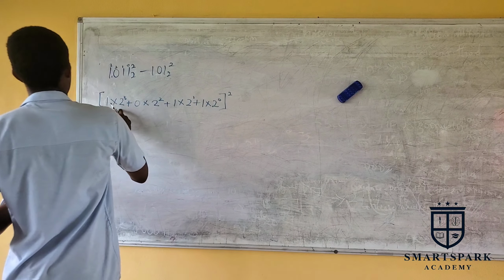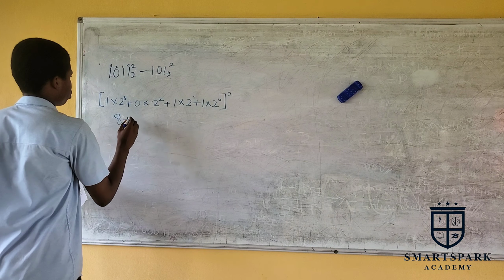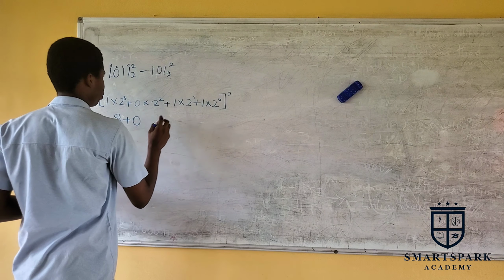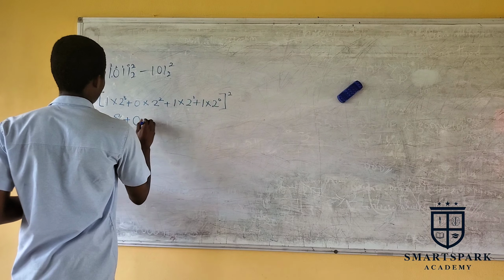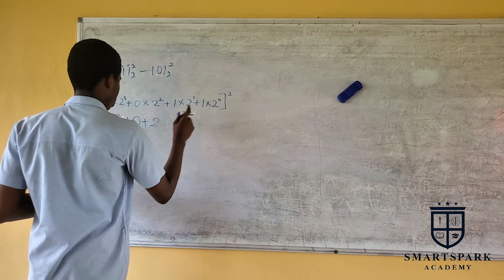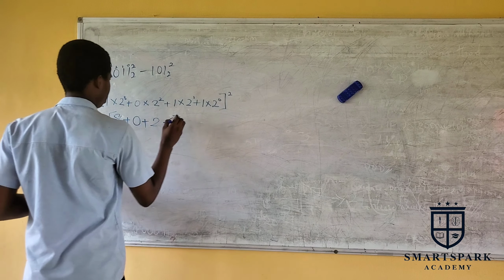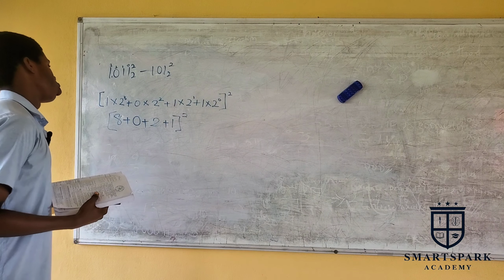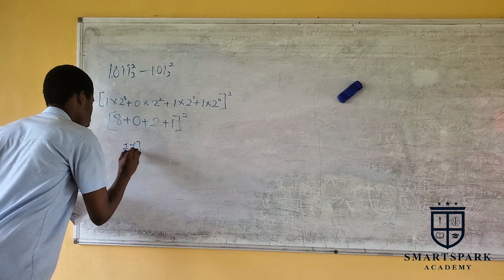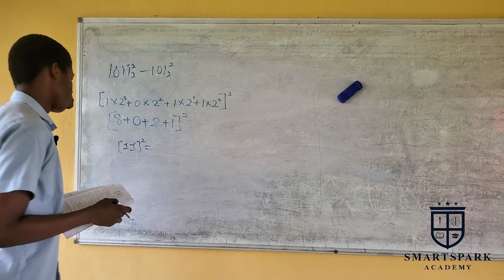So this is 1 times 2 raised to power 3, which is 8, plus 0 times this; the 0 automatically cancels out. 1 times 2 is 2, plus 2 raised to power 0 is 1, always 1, times 1, which is 1. Not forgetting the square, most important. So this is 8 plus 2 plus 1, which is 11. So this is 11 square. If you multiply 11 by 11, it's 121.